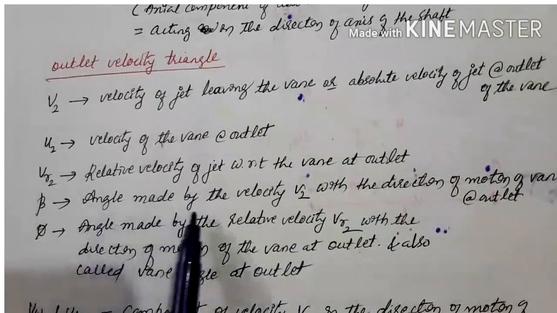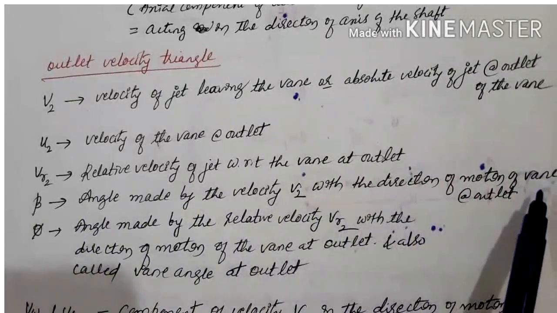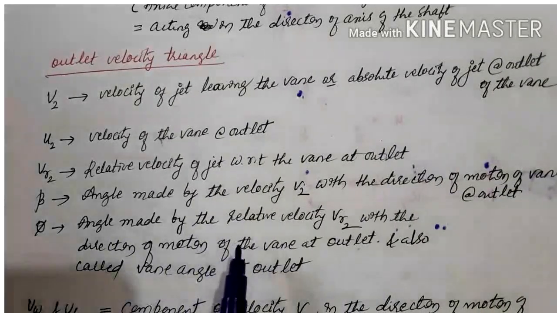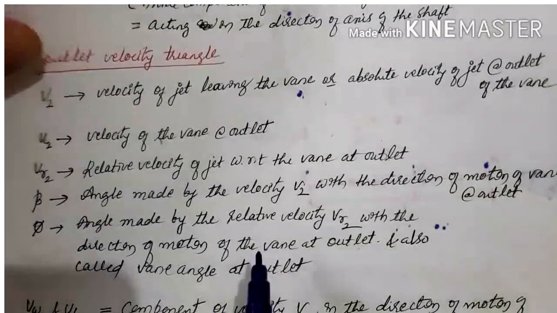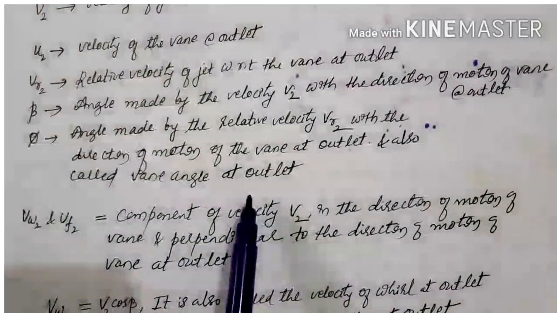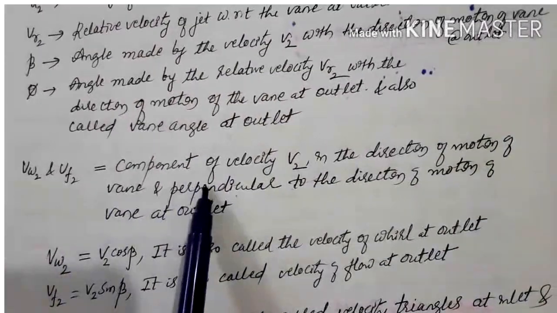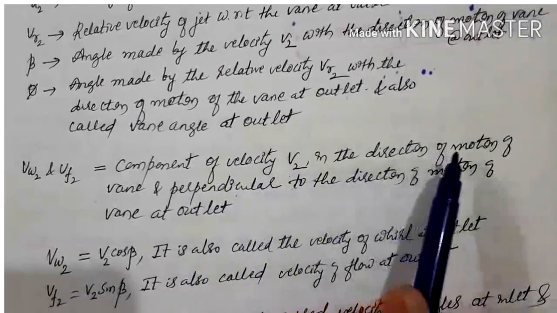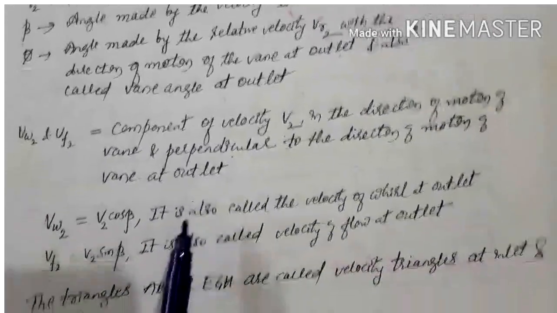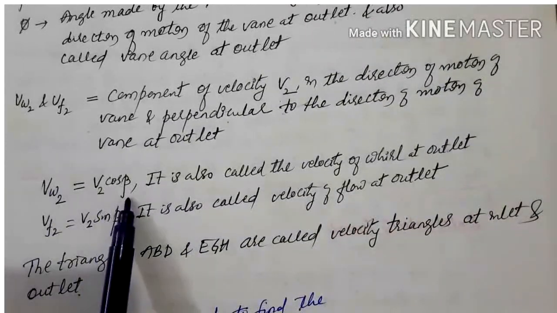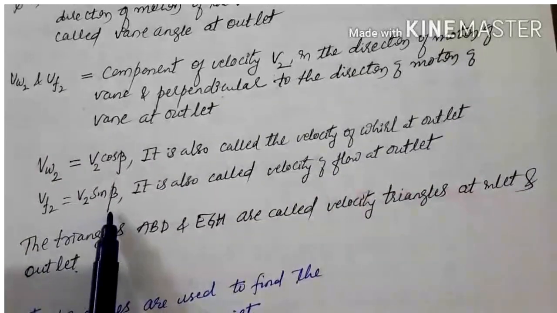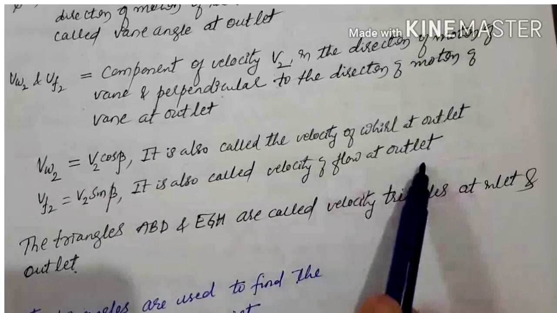The beta represents the angle made by the velocity V2 with the direction of motion of the vane at outlet. And phi represents the angle made by the relative velocity Vr2 with the direction of motion of the vane at outlet, and it is also called the vane angle at outlet. Then Vw2 and Vf2 are the components of velocity V2 in the direction of motion of the vane and perpendicular to the direction of motion of the vane at outlet. Vw2 can be taken as V2 cos beta. It is also called the velocity of whirl at outlet. And Vf2 is V2 sin beta. It is also called the velocity of flow at outlet.